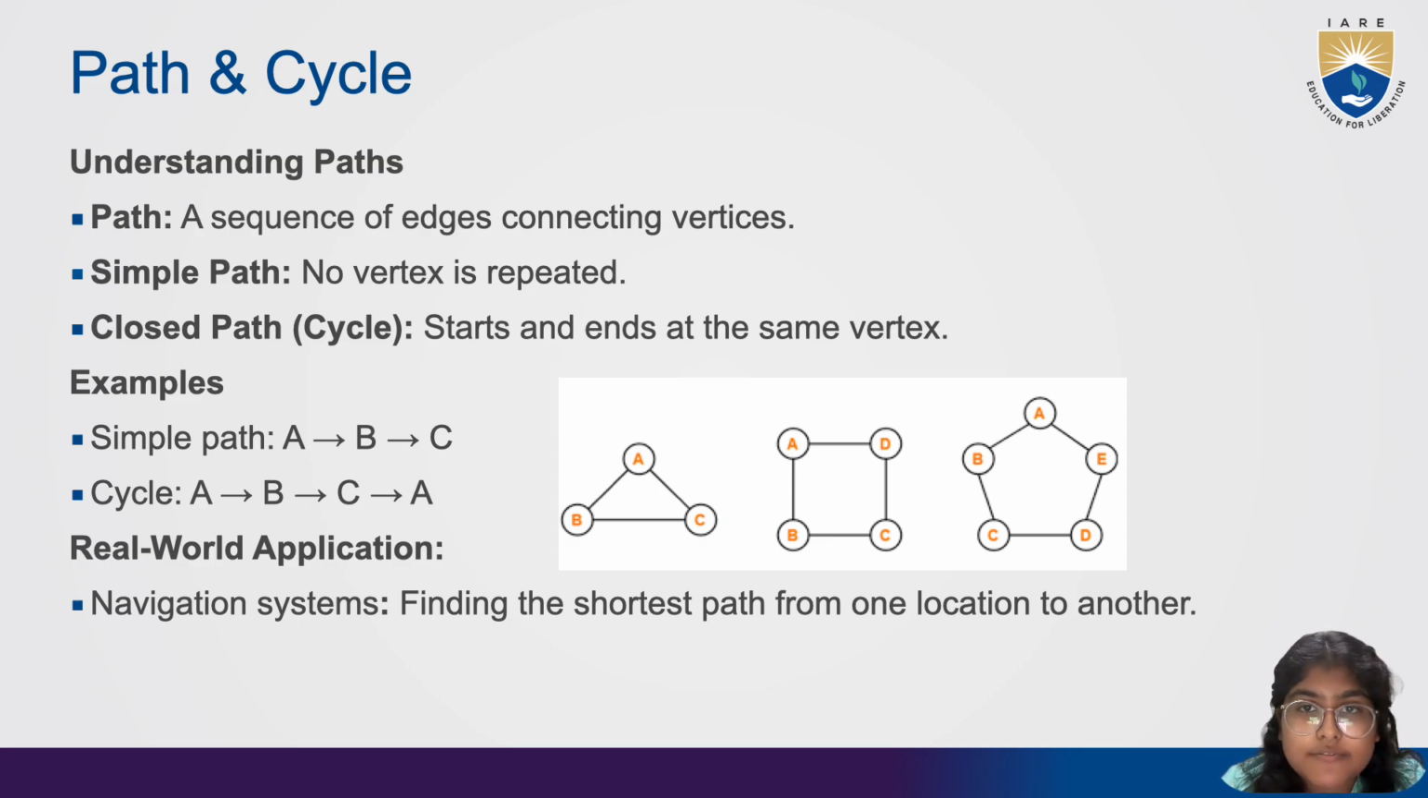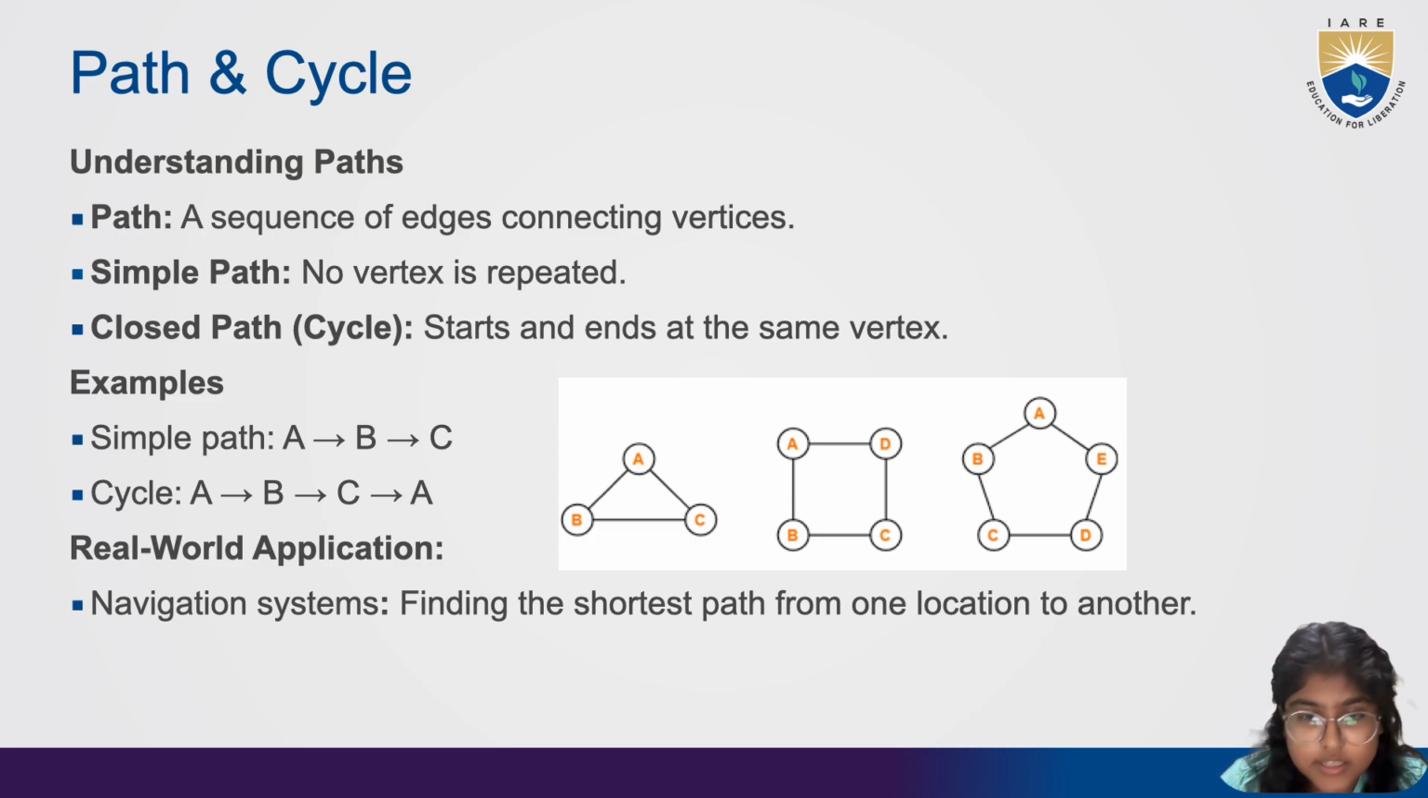A path in a graph is a sequence of edges connecting vertices. A simple path never repeats a vertex, while a cycle is a path that starts and ends at the same vertex. For example, if you imagine a subway system, if you travel from station A to station B, then C, and then back to A, you've completed a cycle.